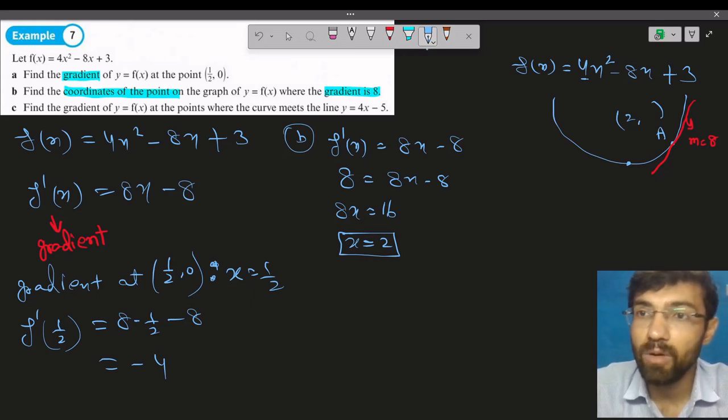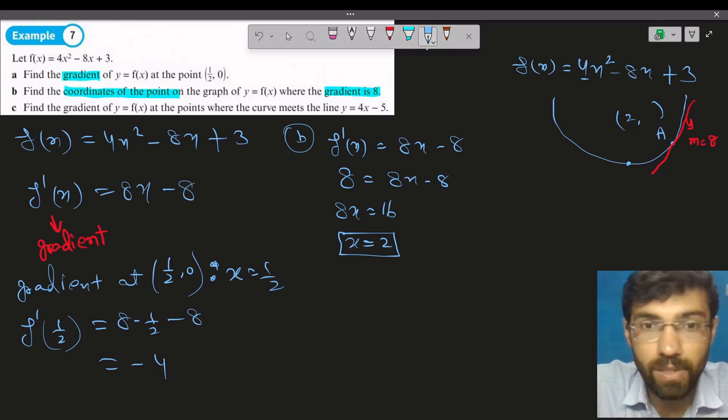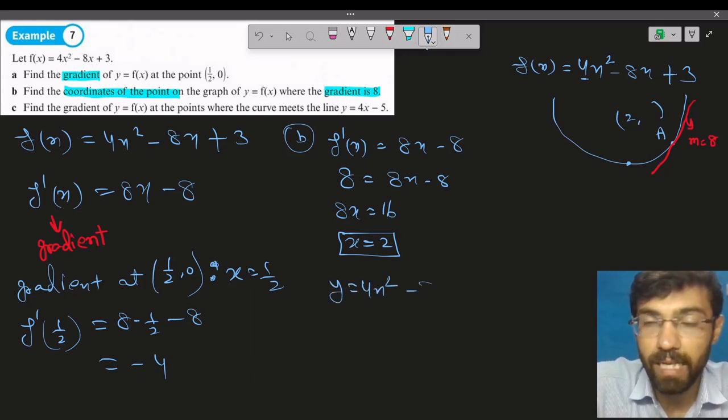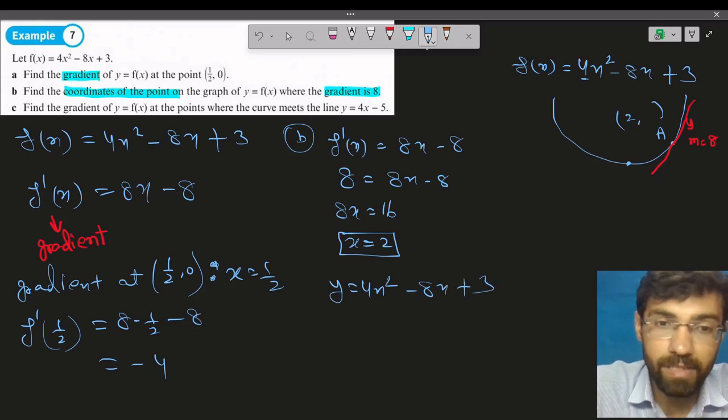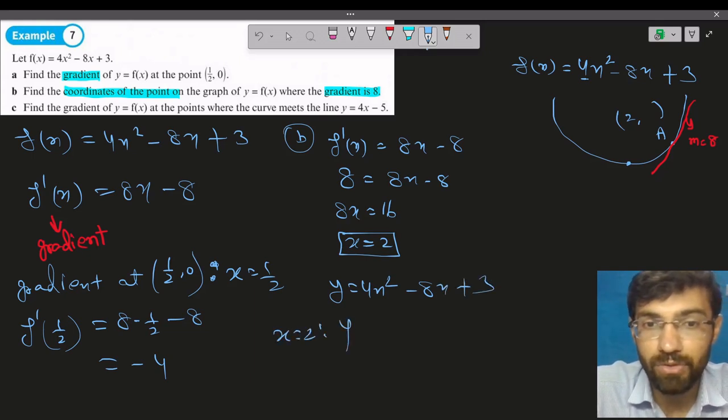So therefore, to get the y coordinate, you can substitute x equals 2 in the function. So how much is this? My function is y equals 4x squared minus 8x plus 3. Here we will substitute x equals 2.